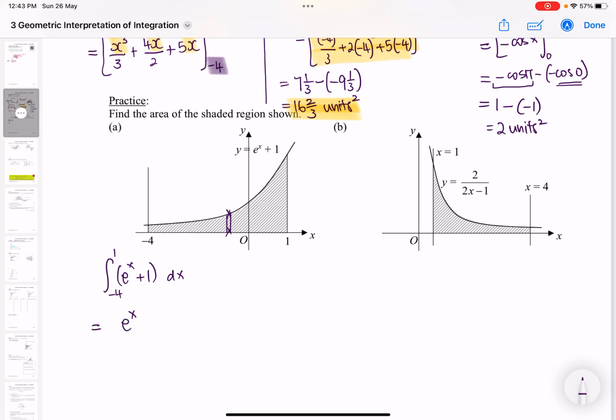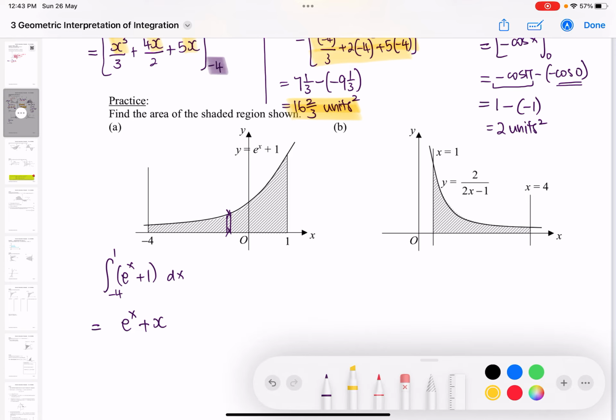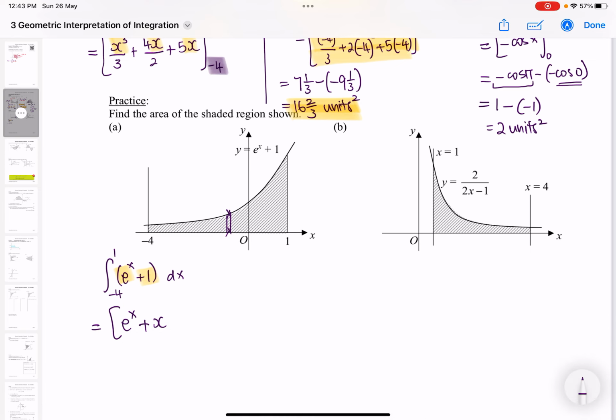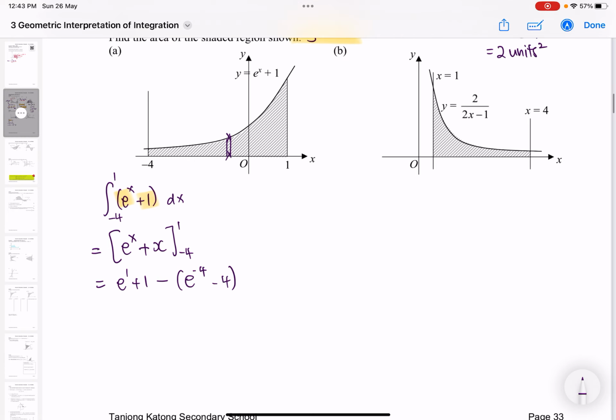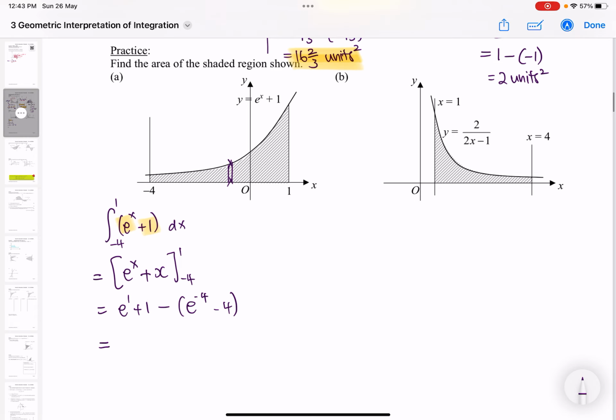Integrating e power x will give us e power x. Integrating 1 will give us x. Now again, because these are just two terms added together, I can just integrate each of the terms. Then we can sub in our limits 1 and negative 4. Okay, then we can evaluate this answer. You can of course press this in your calculator to find the area correct to 3 significant figures, or you can leave the exact answer.